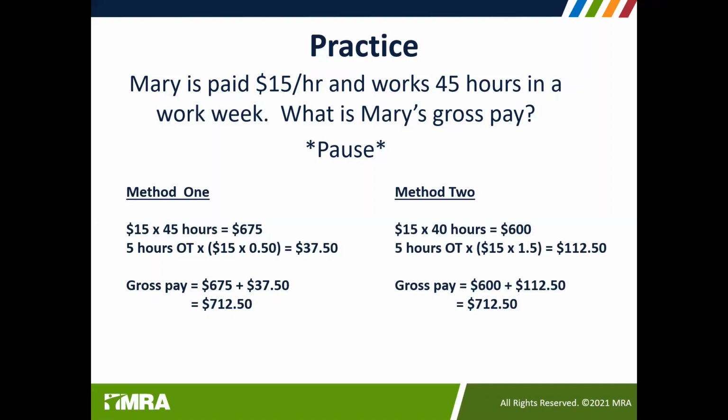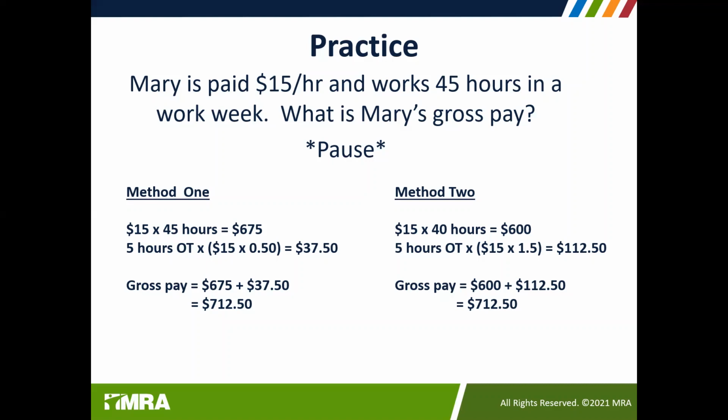Following method 2, we'll take $15 per hour times 40 hours worked for a total of $600. We now owe time and a half of the regular rate for all overtime hours. This will be calculated as 5 hours of overtime multiplied by the sum of $15 per hour times 1.5, which yields $112.50. Gross pay is now the sum of these two calculations, $600 plus $112.50, for a total of $712.50. And as you can see, we received the same result using the two different calculation methods.